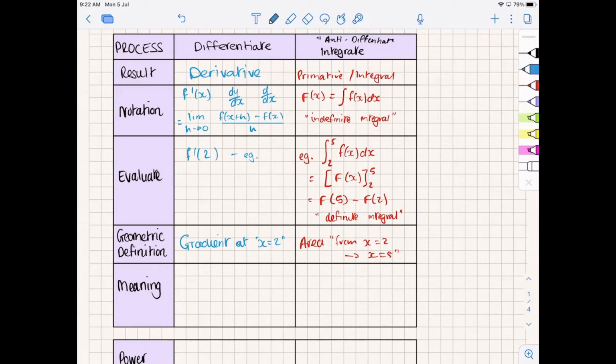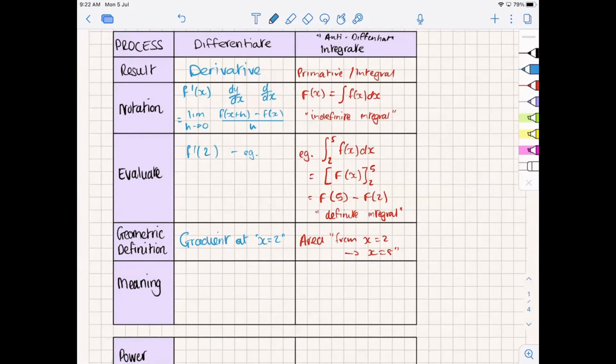Finally, let's talk about the whole meaning of this. Gradient is a wonderful thing, but what is gradient actually? Changing y with changing x. And we have a special name for that. You use it in physics a lot. It's called the rate of change.